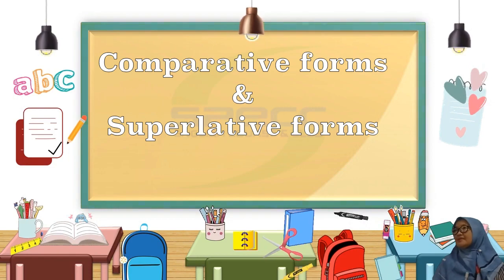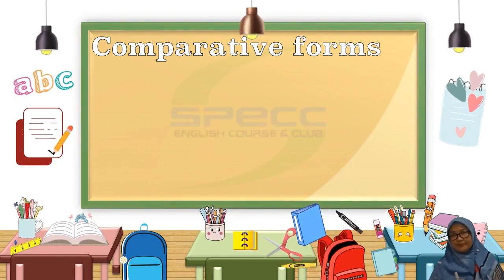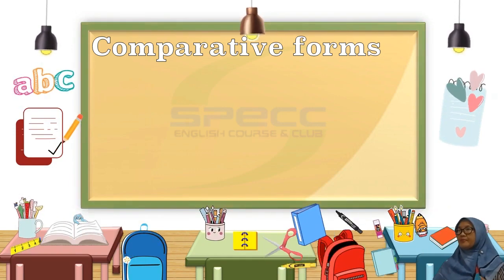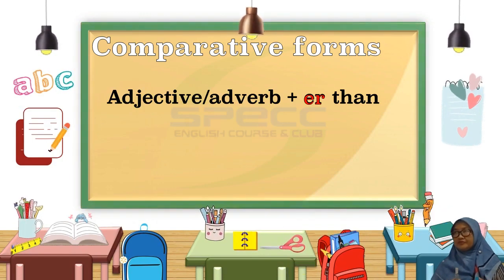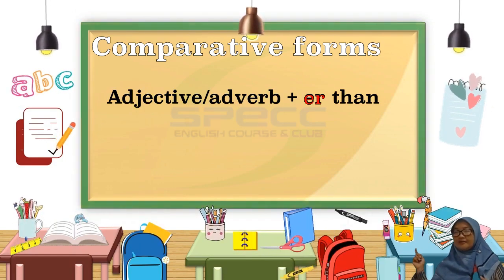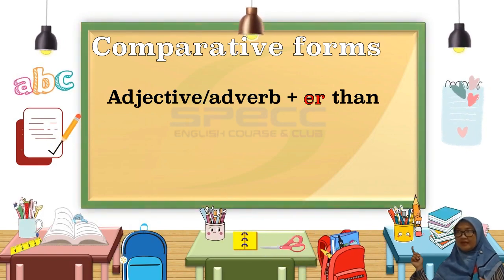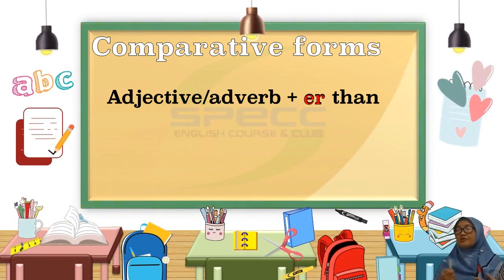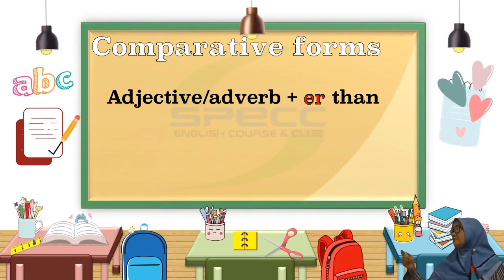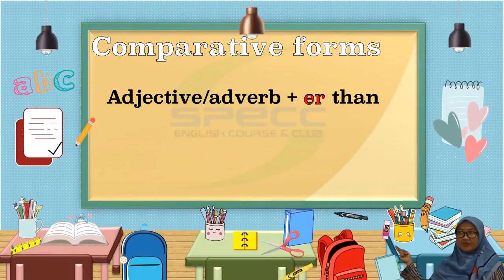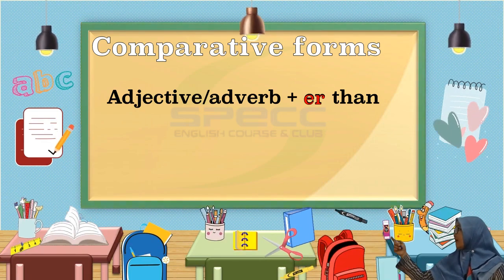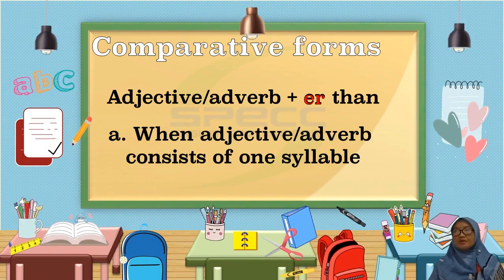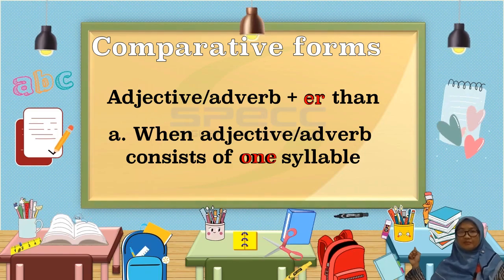Well, first let's focus on the comparative form. Okay, the comparative forms, the first we have the form adjective or adverb with -er and then than. So when we compare two things or two people or groups of things or groups of people, we use this form, comparative forms. We use this adjective plus -er when the adjective or adverb consists of one syllable.